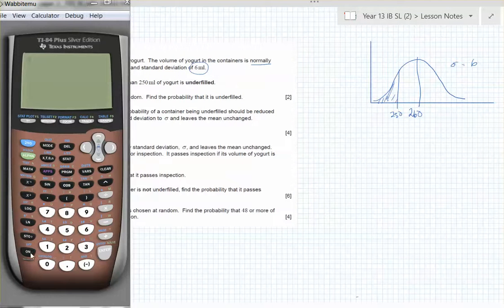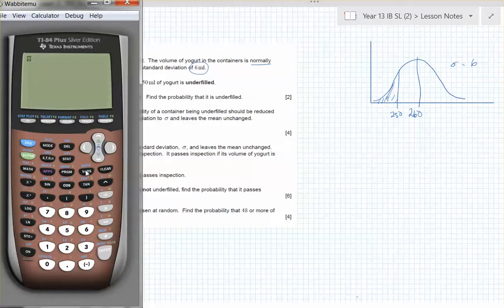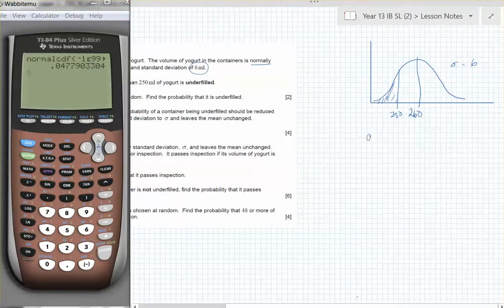So on our calculator we do distribution, normal CDF, lower as that'll do, upper is 250, mean is 260, 6 for standard deviation, and we get an answer of 0.0478.